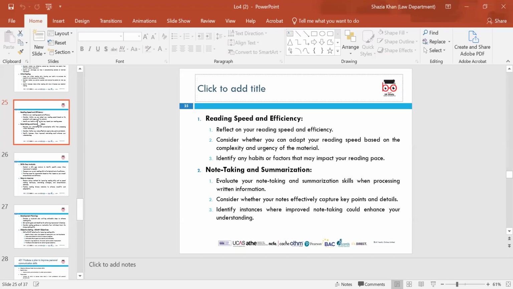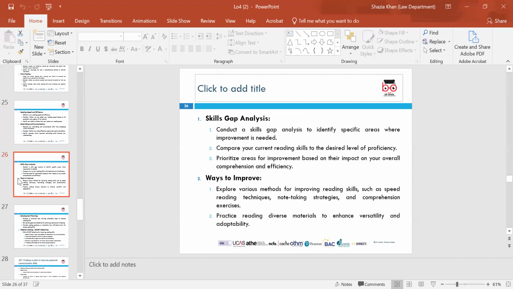Note-taking and summarization. Evaluate your note-taking and summarization skills when processing written information. Consider whether your notes effectively capture key points and details. Identify instances where improved note-taking could enhance your understanding.